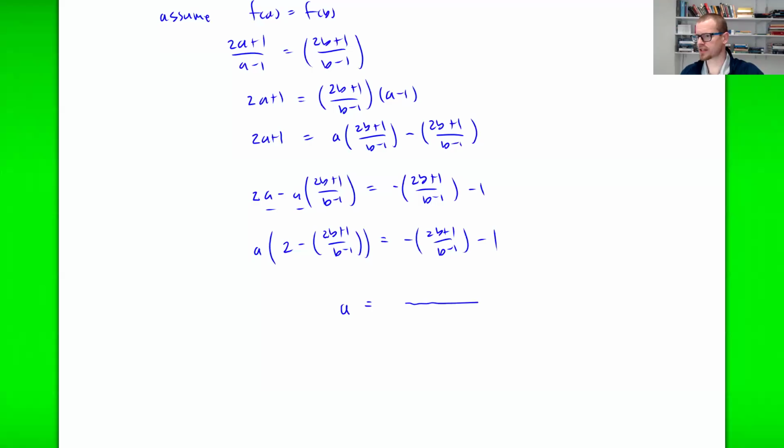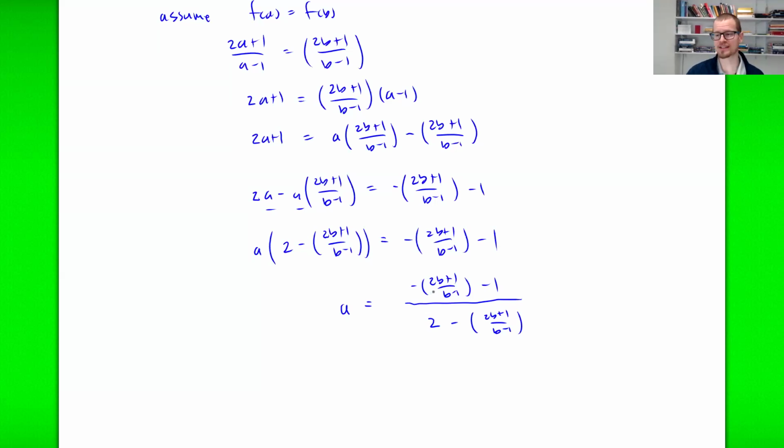And I have, unfortunately, this very large fraction that contains fractions. So negative (2b plus 1) divided by (b minus 1) minus 1, and I divide by 2 minus (2b plus 1) divided by (b minus 1). What I'd like to have is a equals b. And that's not explicitly what I have right now. So I need to simplify this right-hand side to see if it's indeed b, because a will always be equal to b. And the question is, is it also equal to something else?